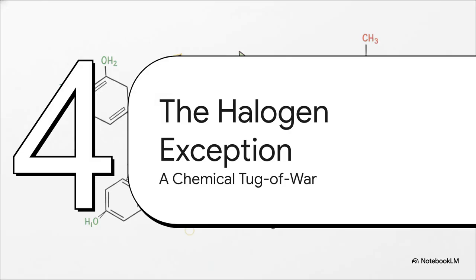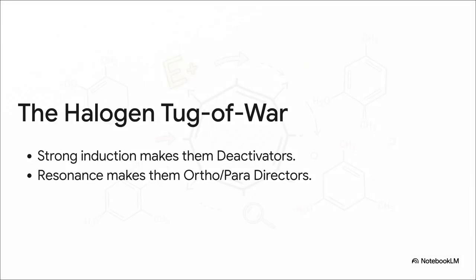Which brings us to part 4, the halogen exception, a chemical tug-of-war. All right, time for everyone's favorite curveball in organic chemistry, the halogens: fluorine, chlorine, bromine, iodine. They are uniquely frustrating until you apply our first principles. Halogens represent a literal chemical clash. They're highly electronegative, creating a really strong inductive pull that starves the ring of electrons, making them overall deactivators. They actually slow the reaction down compared to standard benzene.